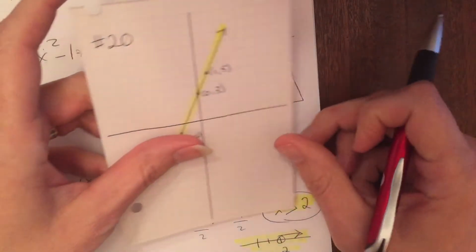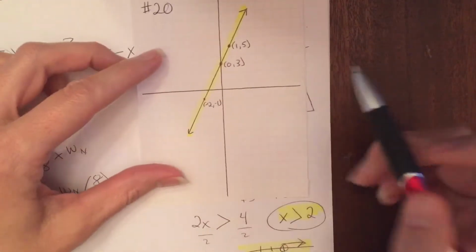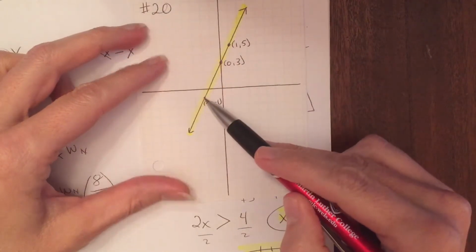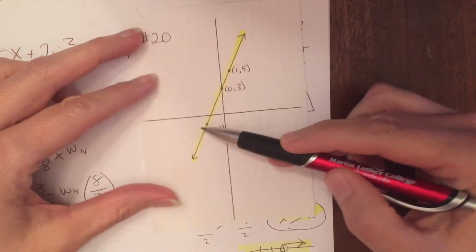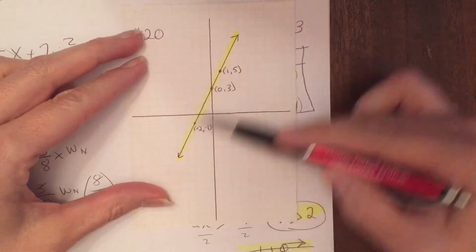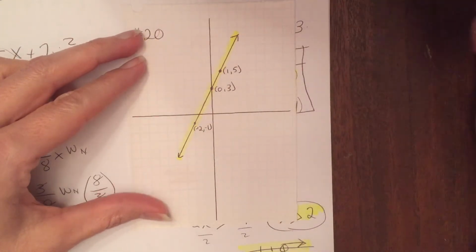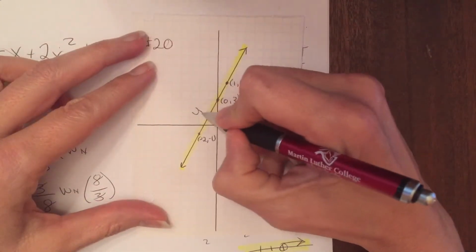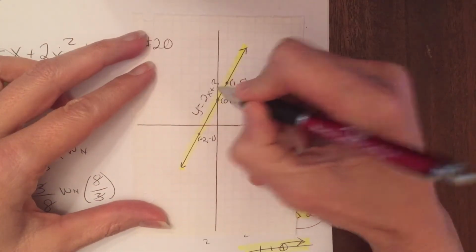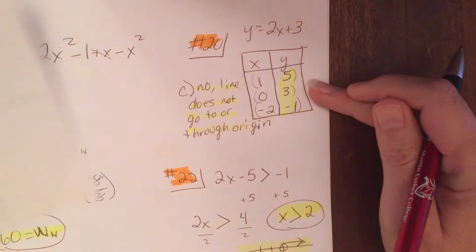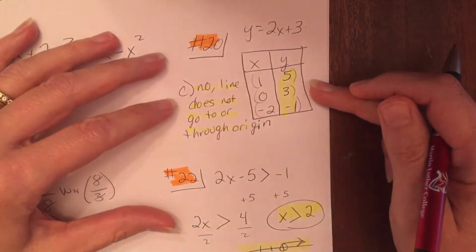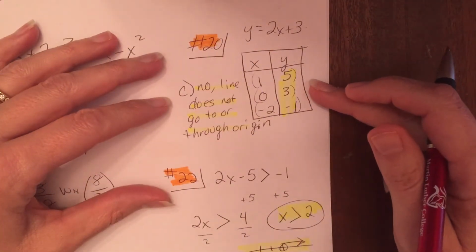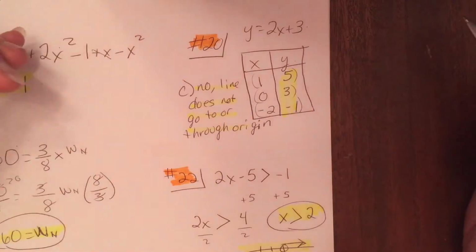Okay? So I graphed my pairs, 1, 5, 0, 3, negative 2, negative 1, and then I drew a line connecting all my pairs of numbers. This is the equation of the line of y equals 2x plus 3. Okay, C says, does this show a direct proportion? Are x and y directly proportional?